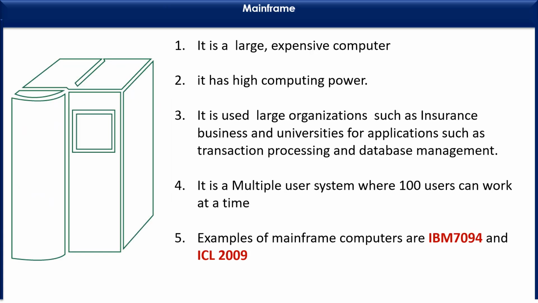The mainframe computer is a large, expensive computer. It has a high computing power, used in large organizations such as insurance, businesses, universities for applications such as transaction processing and data management. It is a multiple-user system where 100 users can work at a time. Examples of mainframe computers include IBM 7094 and ICL 2009.